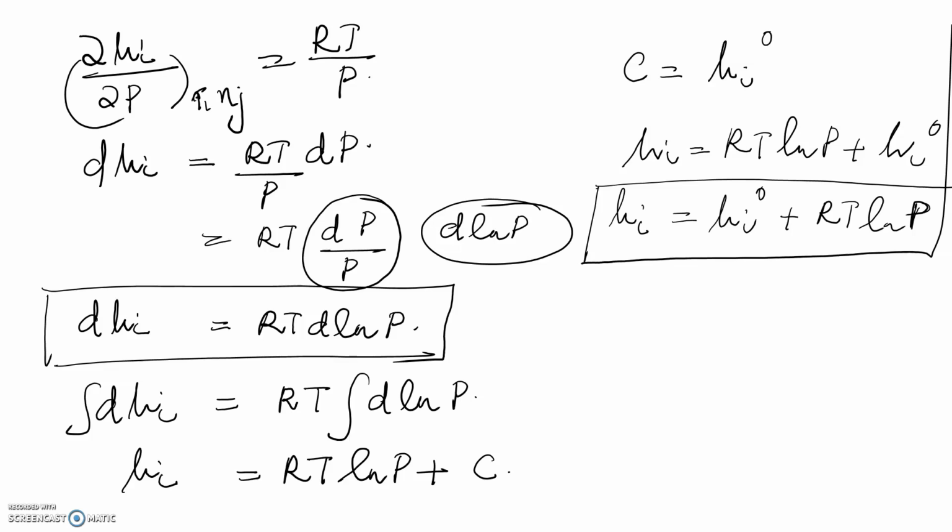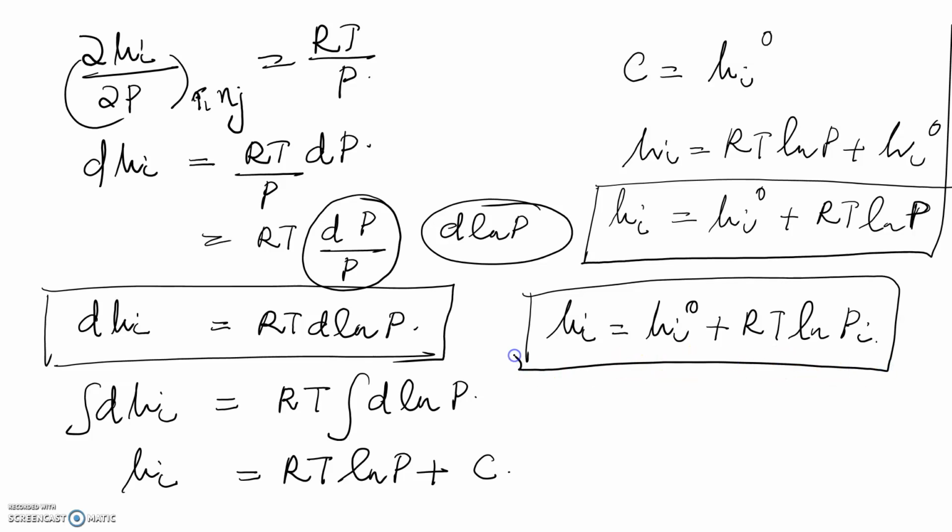In the mixture of ideal gases, we don't talk about pressure, we talk about partial pressures. Hence, this equation can be rewritten as mu i is equal to mu i 0 plus RT ln Pi, where Pi is the partial pressure of the ith component. This is the expression for the chemical potential for an ideal gas in a mixture of ideal gases.